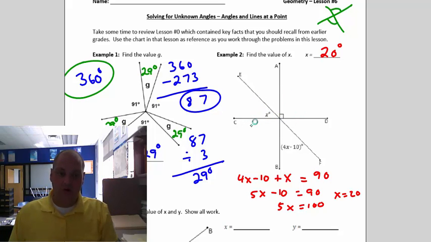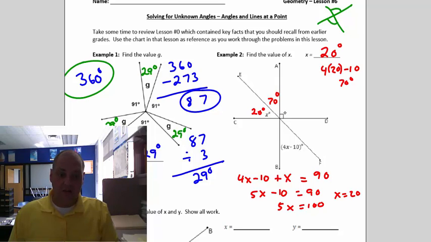Let's check to make sure this works. So if this is 20, that angle would be 20. This one's 4x minus 10. 4 times 20 minus 10. So that's 4 times 20, 80, minus 10 is 70. All right, so that means this angle would be 70. Does that work? 20 and 70 is 90.